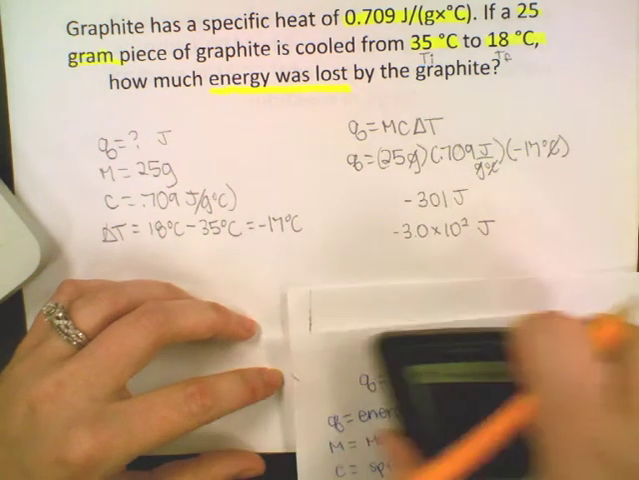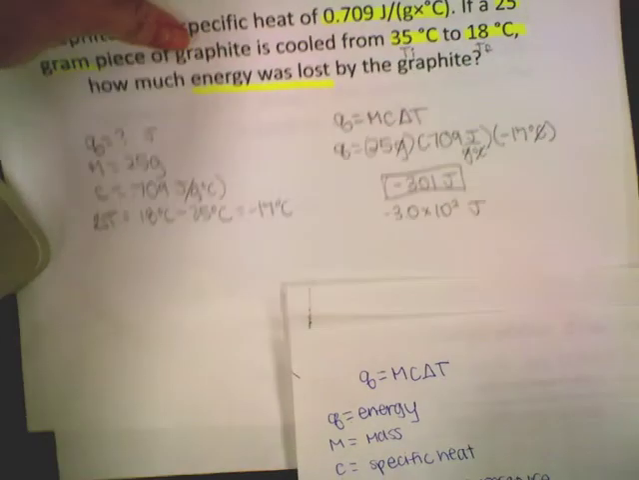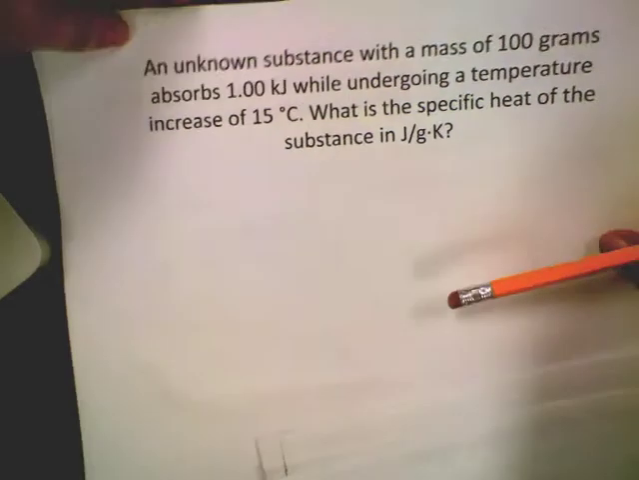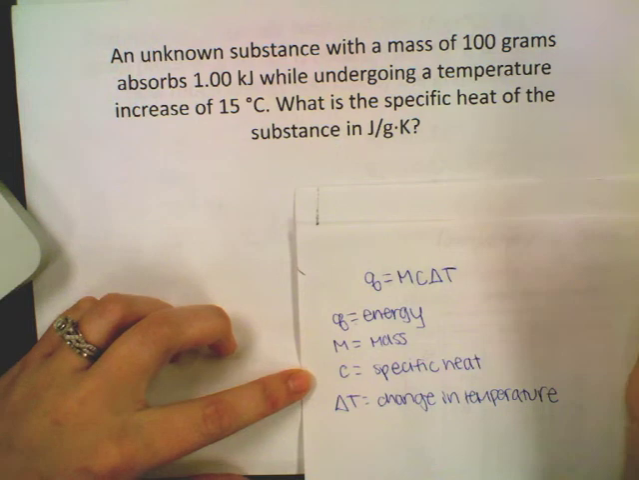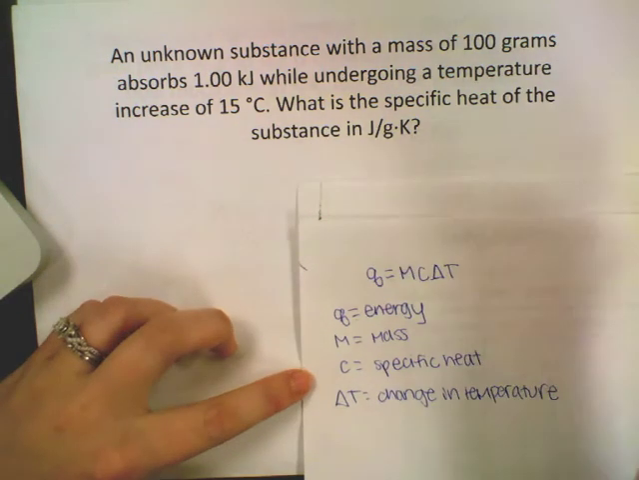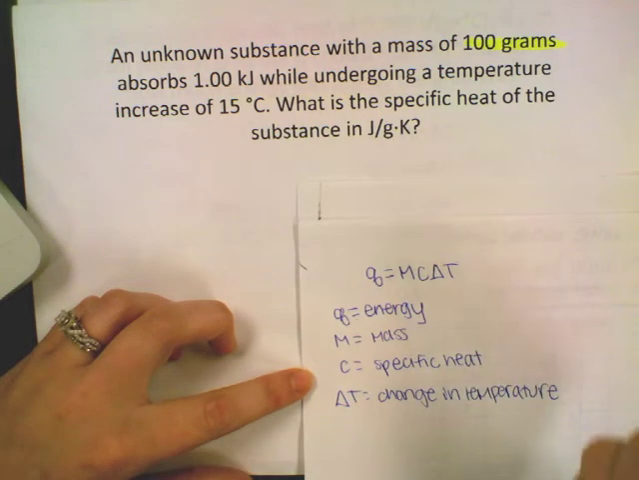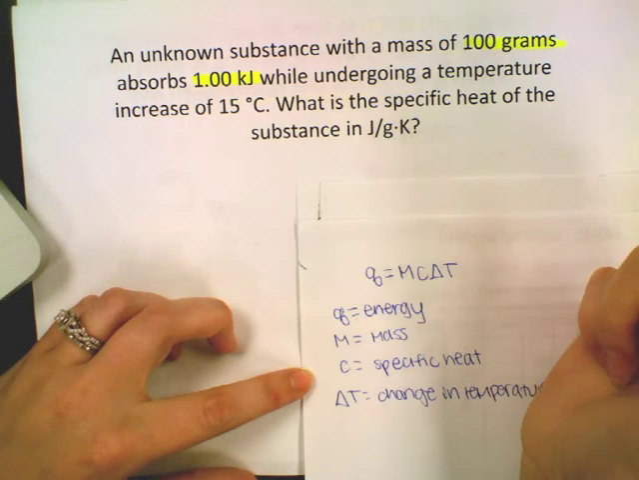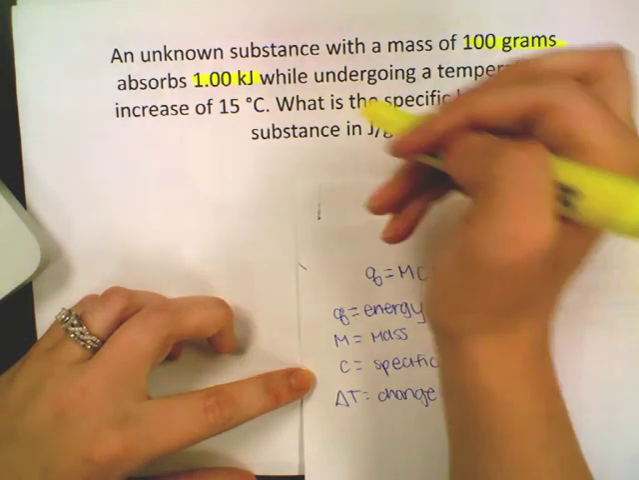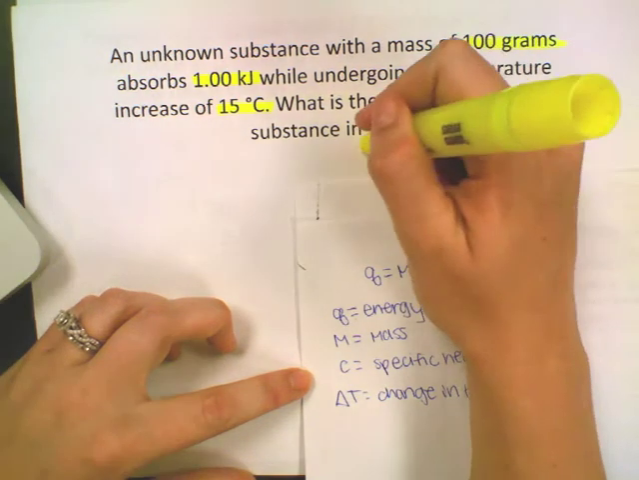All right, let's try another problem. Okay. An unknown substance with a mass of 100 grams, okay, 100 grams, so that's our mass, absorbs 1.00 kilojoules while undergoing a temperature increase of 15 degrees Celsius. What is the specific heat of the substance in joules per gram Kelvin?